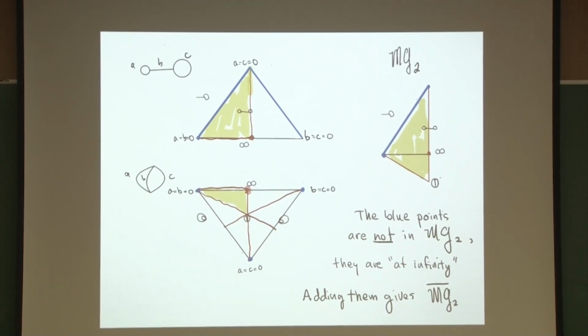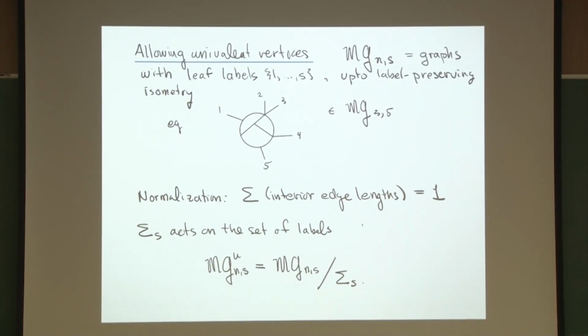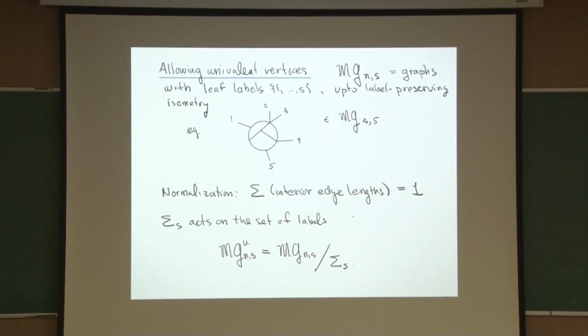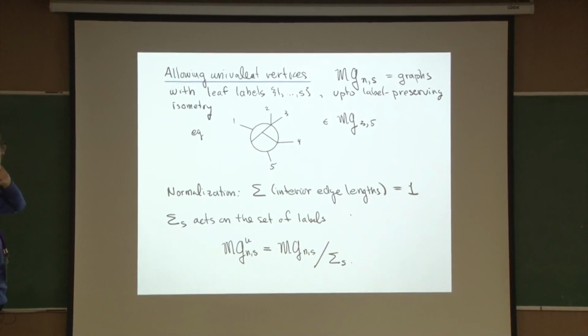Okay, so that's the space. I wasn't allowing univalent vertices, but I might as well. I can add univalent vertices if I want. Physicists tend to call them legs. I tend to call them leaves. And so I have graphs. This is a graph with leaves. It's got 5 leaves. I've labeled them 1 to 5. And so that's in the space MG35.